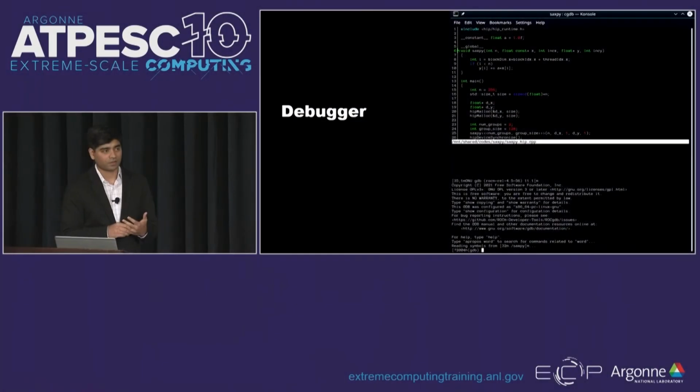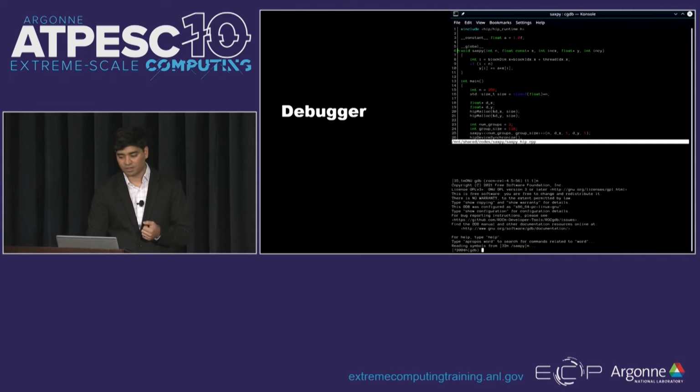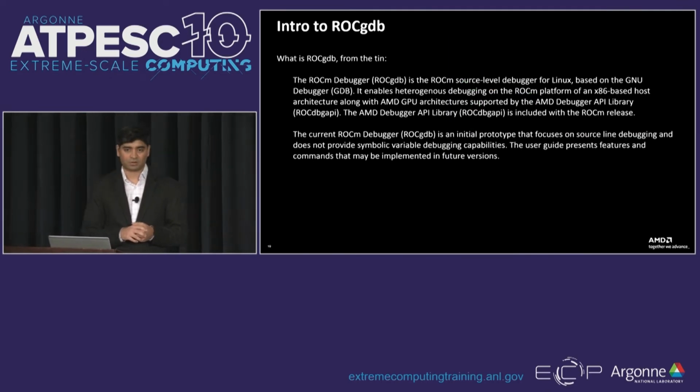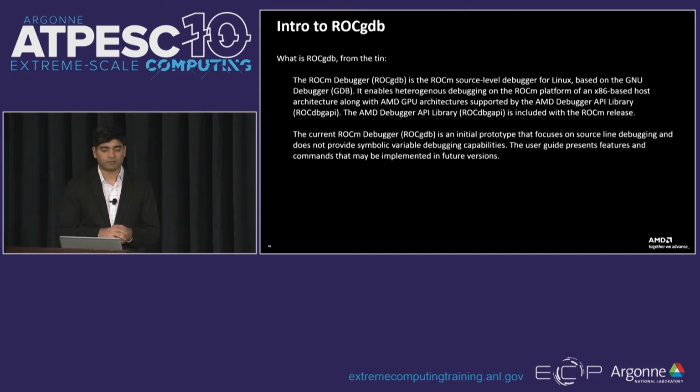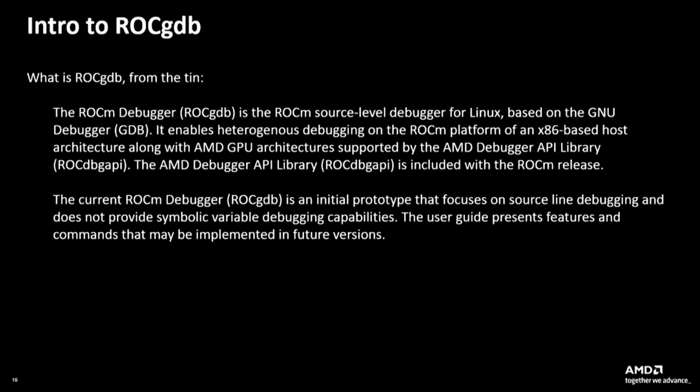All right, so let's move on. The second tool, which I think is even more powerful, and for any developer who's really trying to understand how their application is doing, what the performance looks like, and where the bottlenecks are, the debugger is a really handy feature. The ROCm debugger, or rocgdb, is a source level debugger for Linux, and it essentially enables heterogeneous debugging on the ROCm platform, and it is supported by the AMD debugger API.